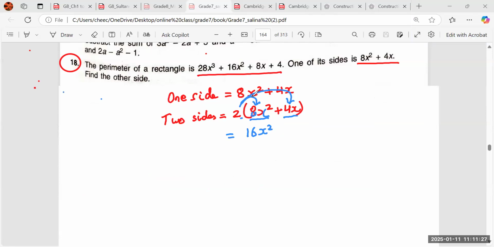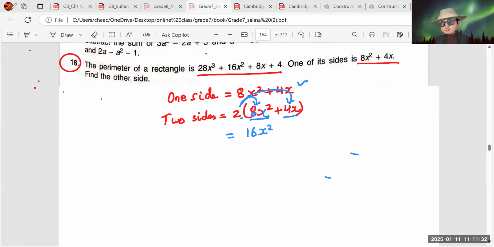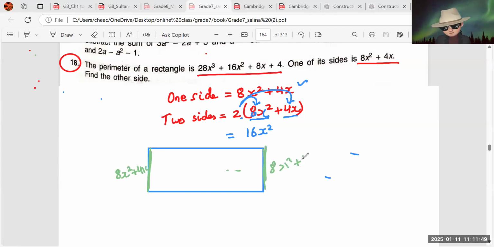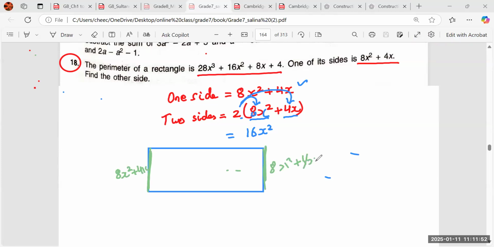Okay. So I said one side is 8x square plus 4x. You got this? Yes, sir. Now look at the rectangle. One side will be 8x square plus 4x. The other side will also be 8x square plus 4x, right? Yes, sir. So I can double it to get 16x square plus 8x. Got it or not?